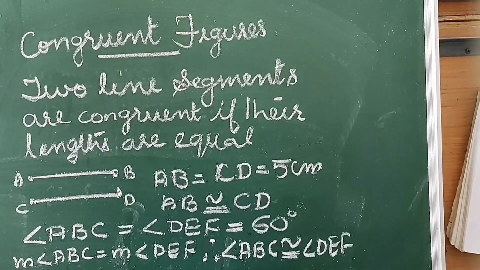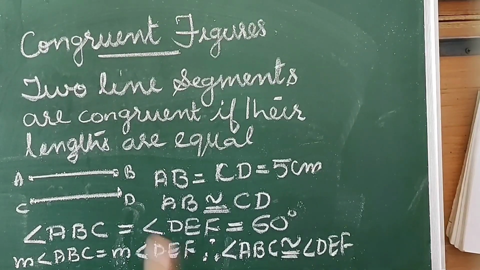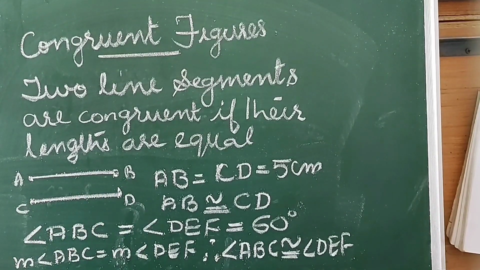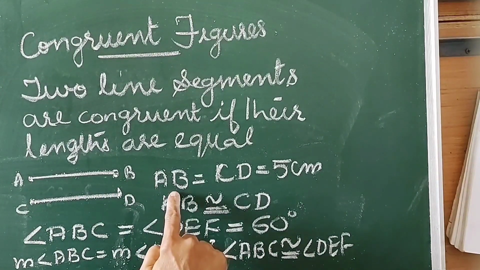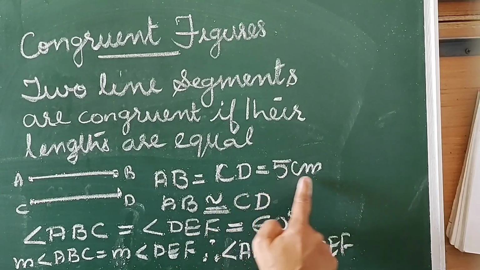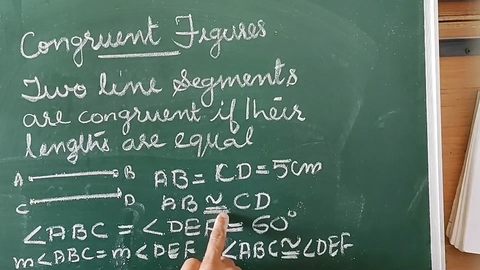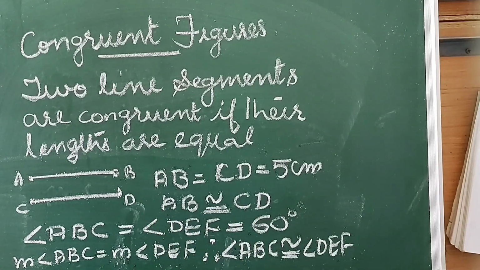Two line segments are congruent if their lengths are equal. For example, AB and CD are two line segments. That is, AB equal to CD equal to 5 cm. Then we can write AB congruent to CD.